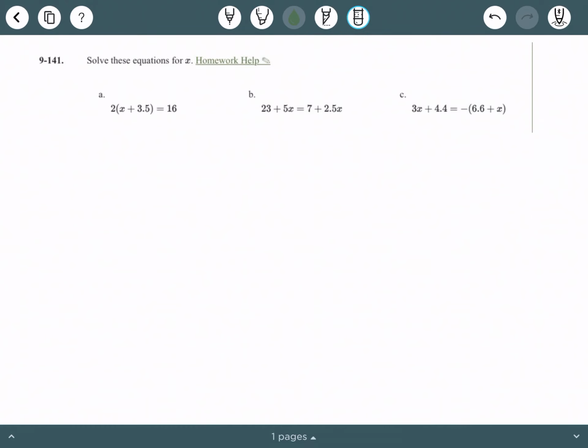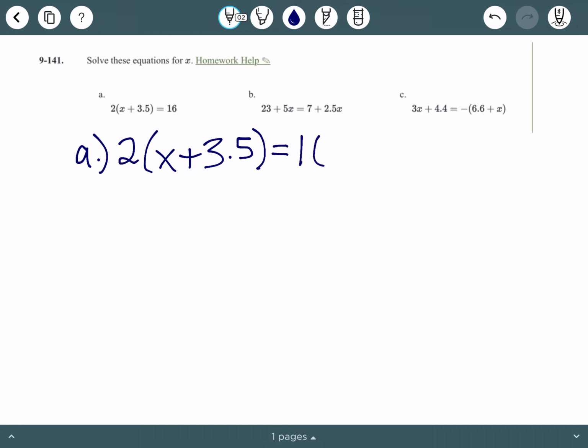9.141. Solve these equations for x. Okay, so for A, I am going to copy it down just because I cannot write that teeny tiny on this app. So I have 2 times the quantity of x plus 3.5 equals 16.